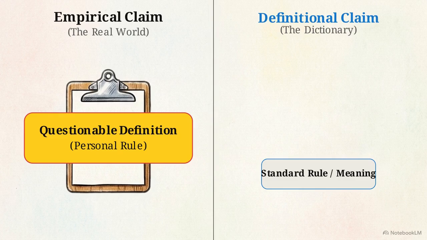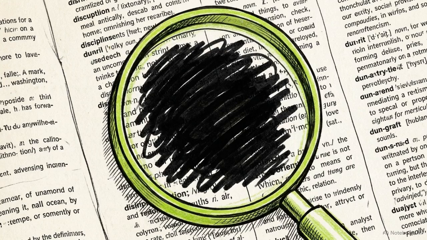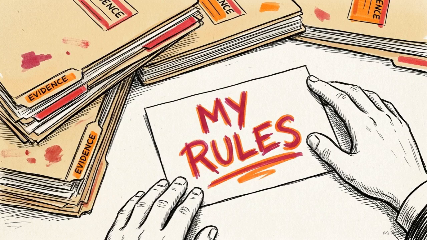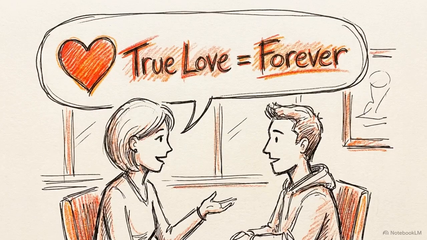They disguise their personal rule as an empirical fact to avoid dealing with evidence. When the definition itself is rigged, real-world facts stop mattering. The debate shifts away from evidence because the arguer has redefined the rules to ensure they can't lose. Let's look at how this operates in a common conversation.